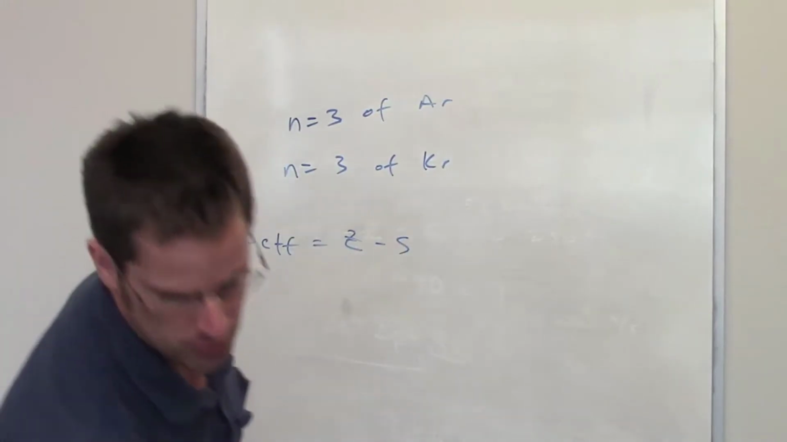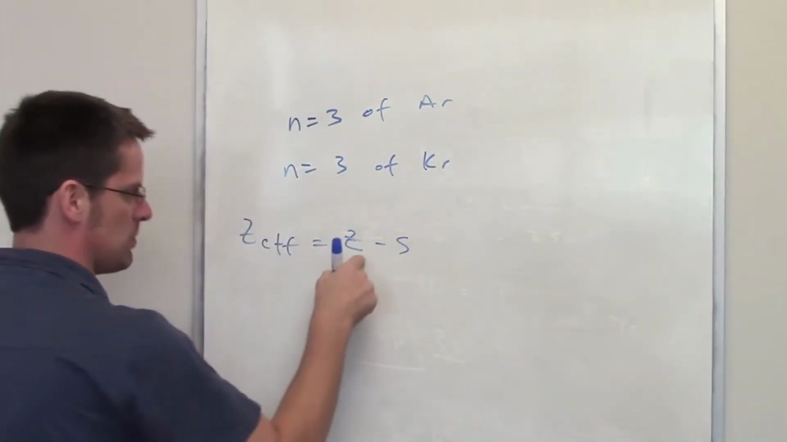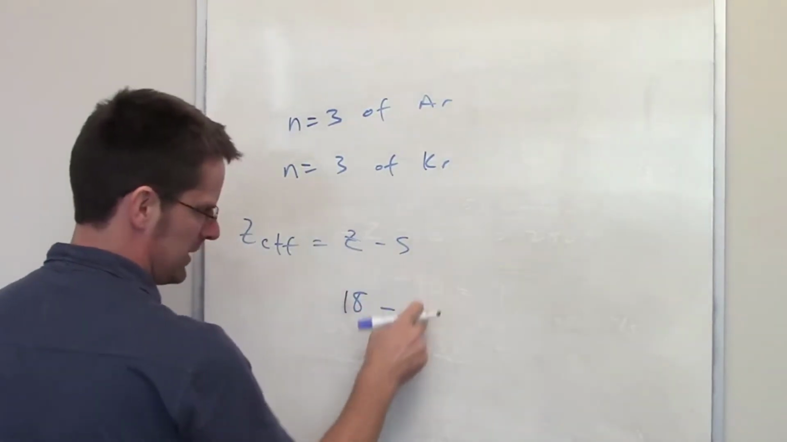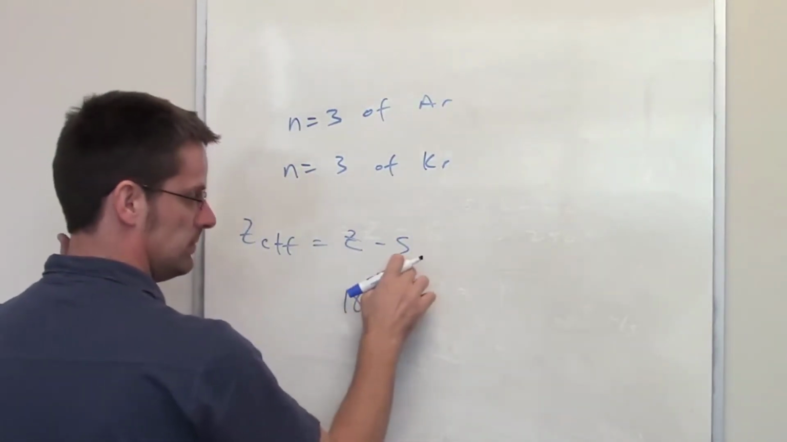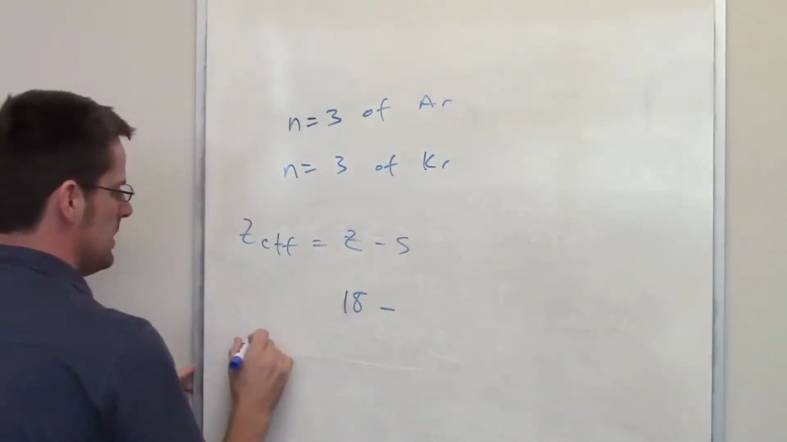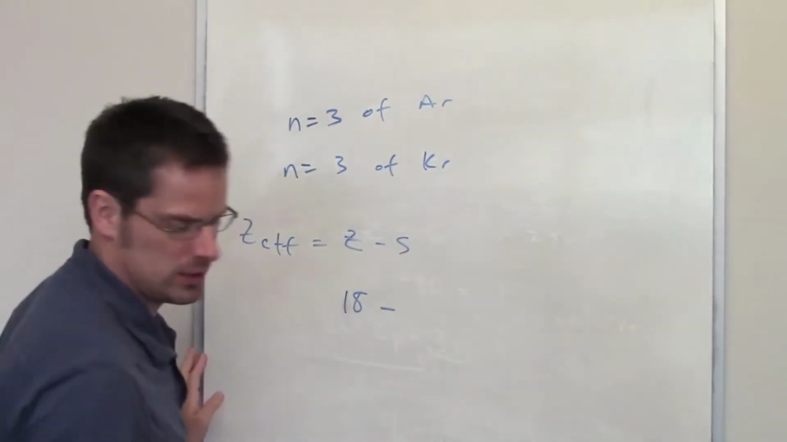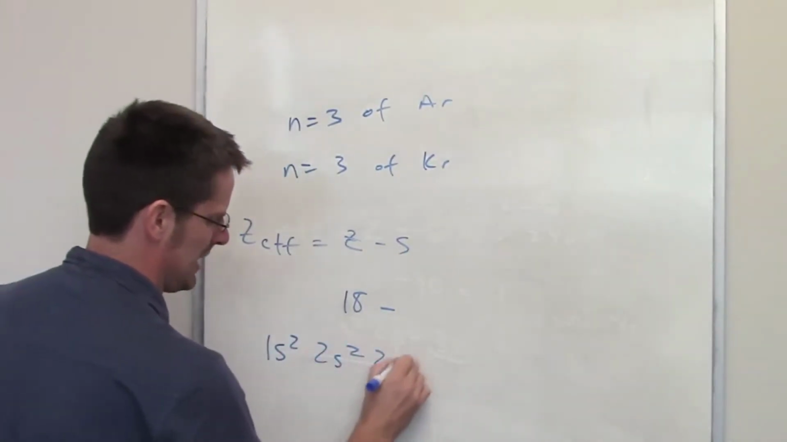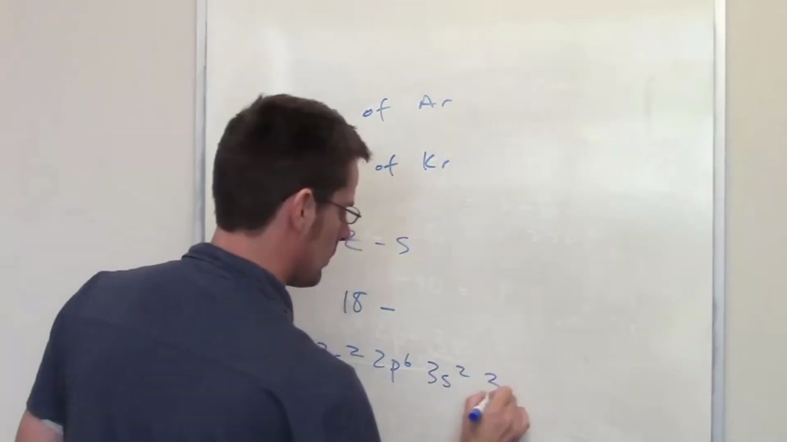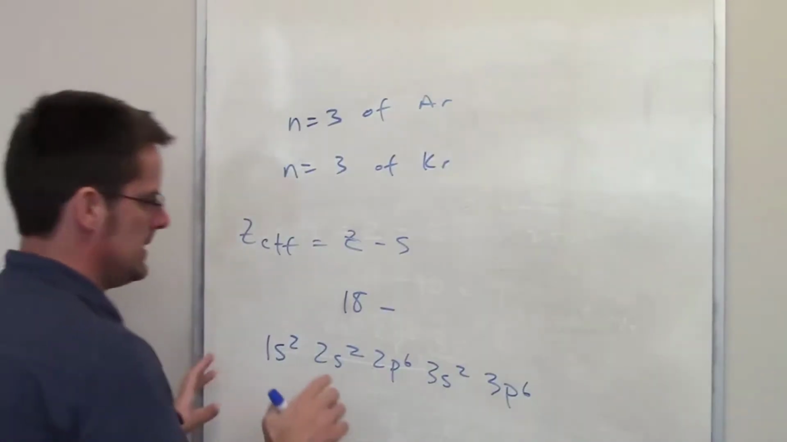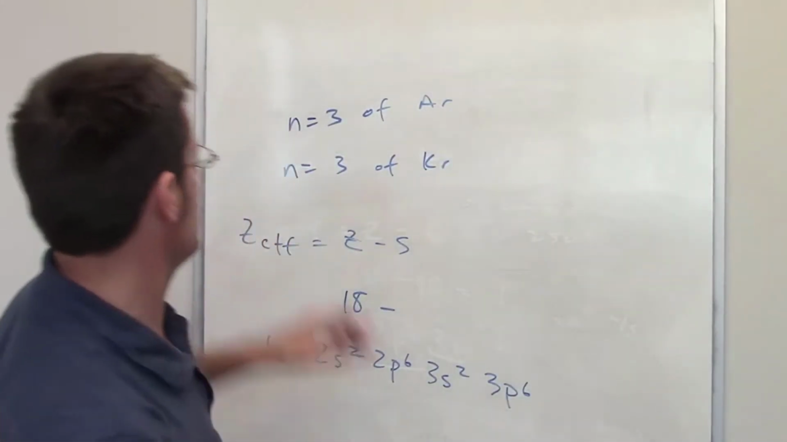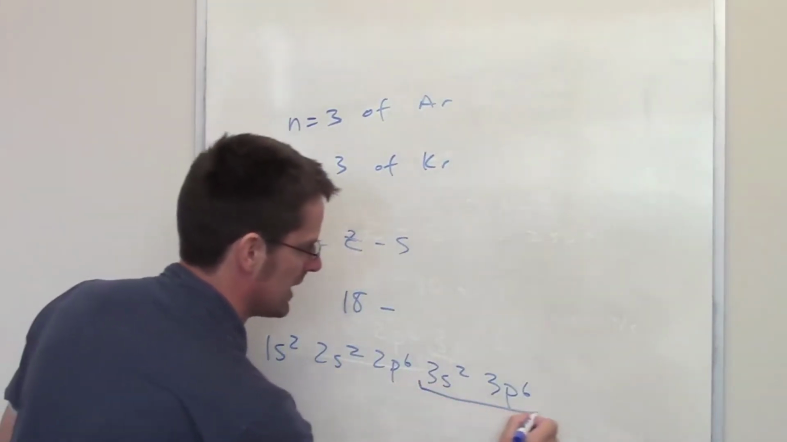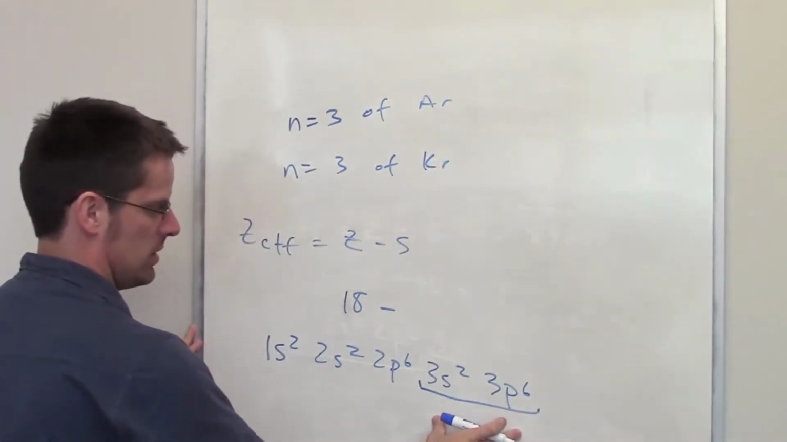For argon, argon's in box 18, which means that it has 18 protons in its nucleus. And then the screening constant we have to figure out by writing out the electron configuration. So argon is 1s2, 2s2, 2p6, 3s2, 3p6. So the question is asking for the Z effective of the electrons in n equals 3. So it's just talking about these electrons right here.